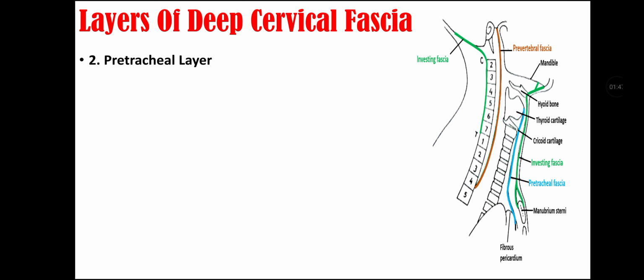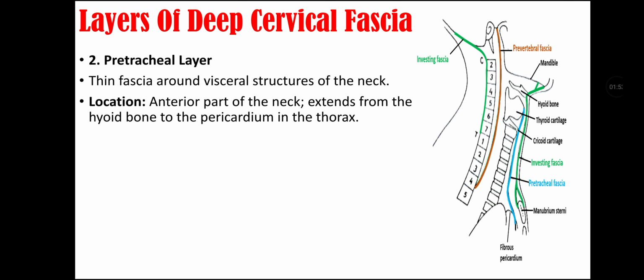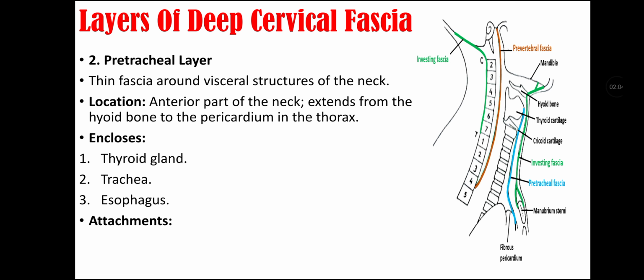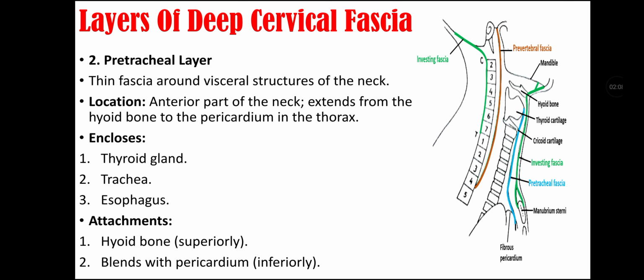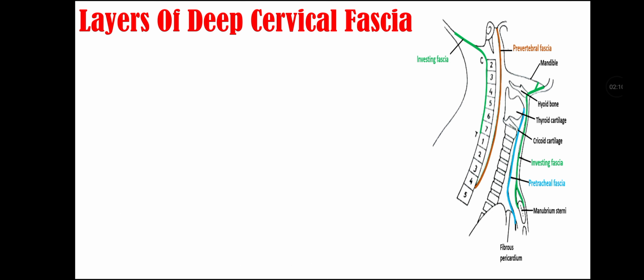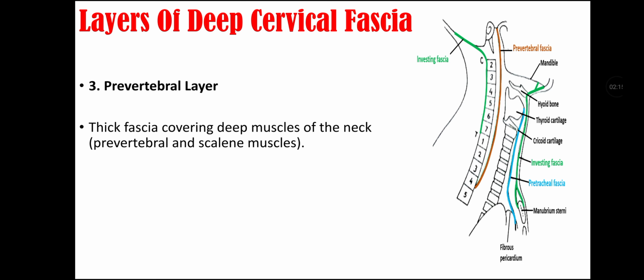Next layer of deep cervical fascia is pretracheal layer, that is thin fascia around visceral structure of the neck. It is located at the anterior part of neck and it extends from the hyoid bone to the pericardium in the thorax. It encloses thyroid gland, trachea, esophagus, and is attached to hyoid bone superiorly, and it blends with pericardium inferiorly.